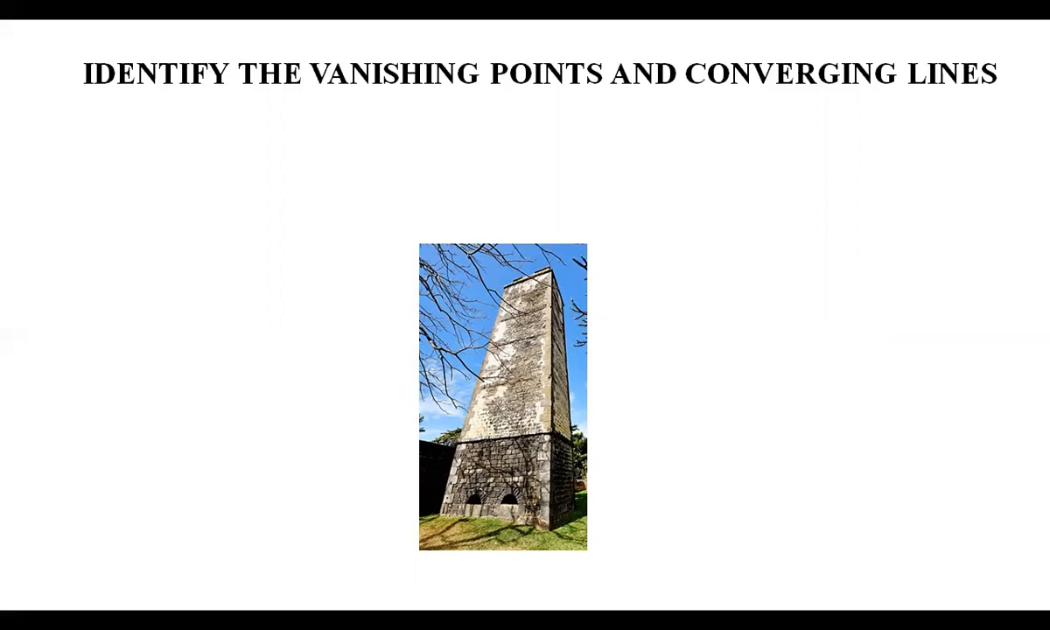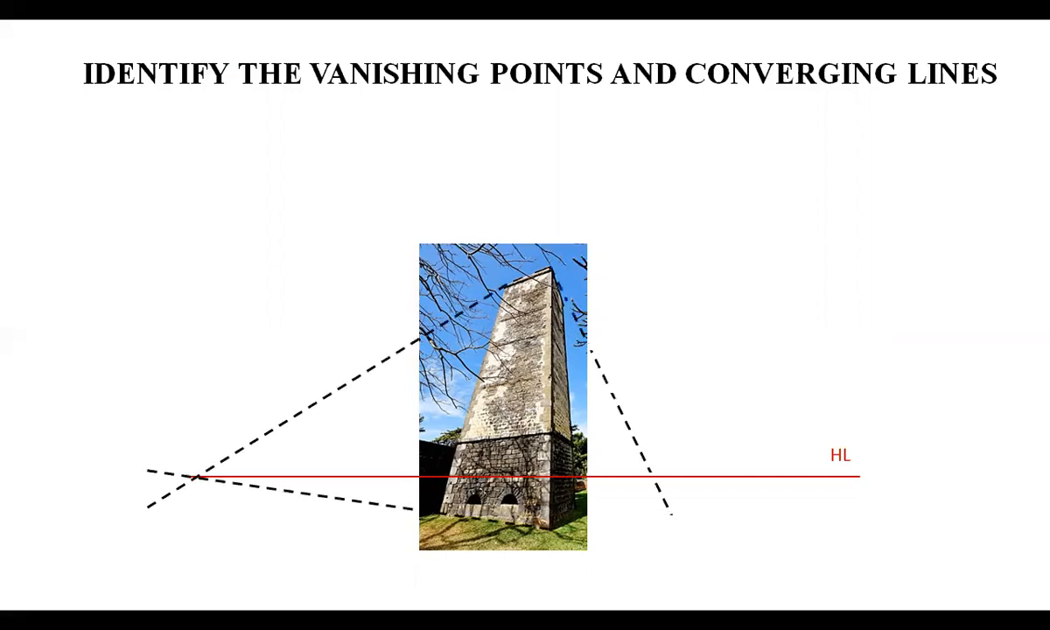Let's do it together. Locate and draw the horizon line. Next, extend the converging lines from the corners of the chimney till they meet at the respective vanishing points. Label your vanishing points VP1, VP2, and VP3 accordingly. Hope you find it easy.